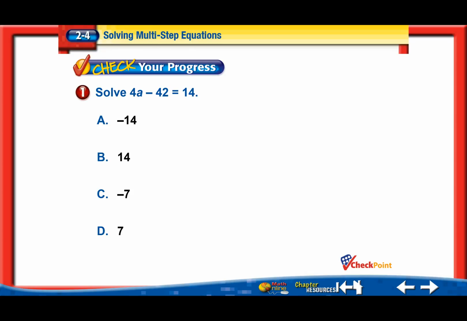All right, so I'm going to try to do this in line here. I'm going to add 42 to both sides because that's a negative, or a subtraction, so I have to use addition to undo it. So 14 plus 42 comes out to 56. Bring down my 4a. Divide by 4, divide by 4. 56 divided by 4 is 14.